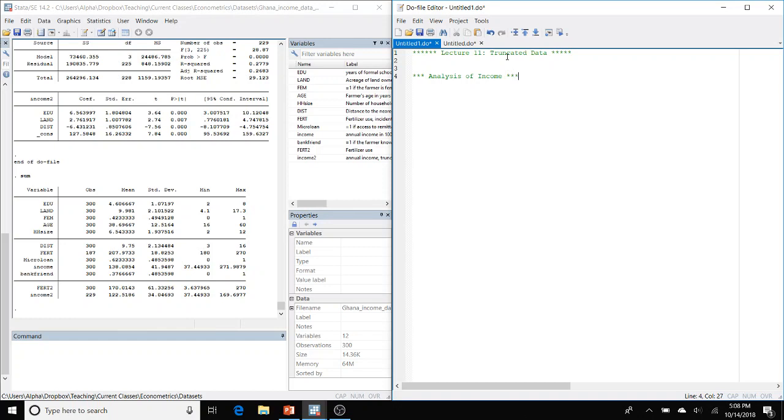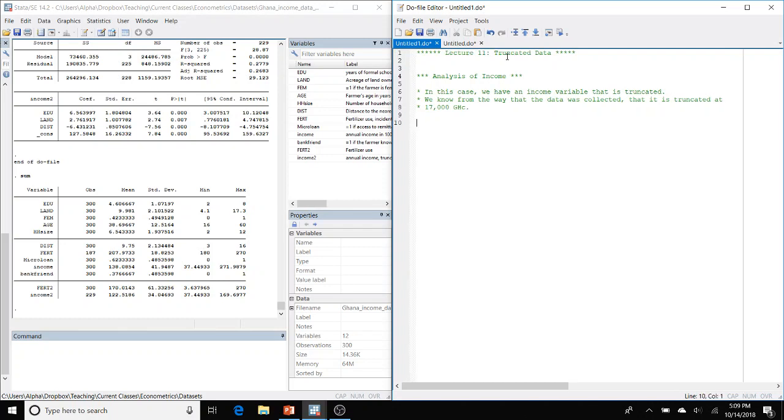So that's the first example I'm going to do, and in this case, we have an income variable that is truncated. We know from the way that the data was collected that it is truncated at, I think, 17,000 Ghana cedis in this data set. All right, so let's take a look at the data set.